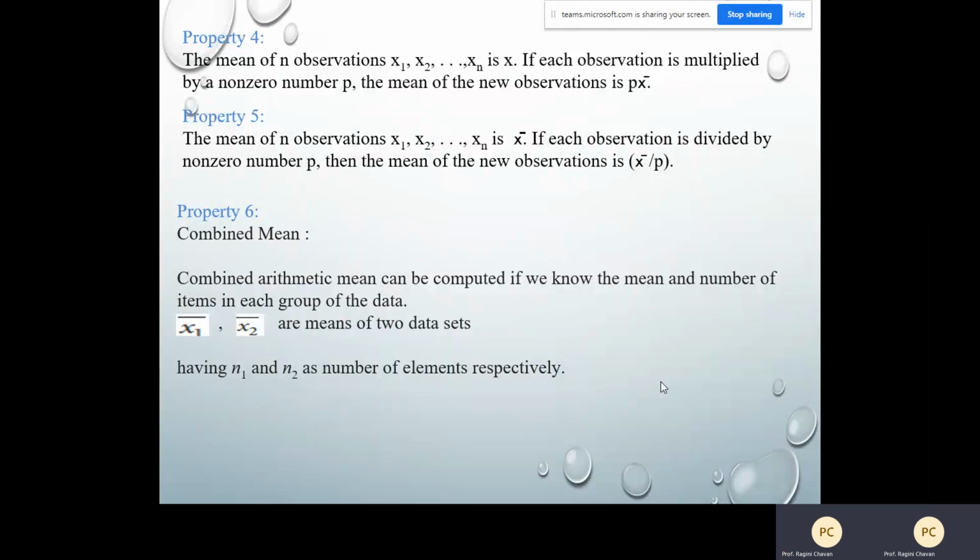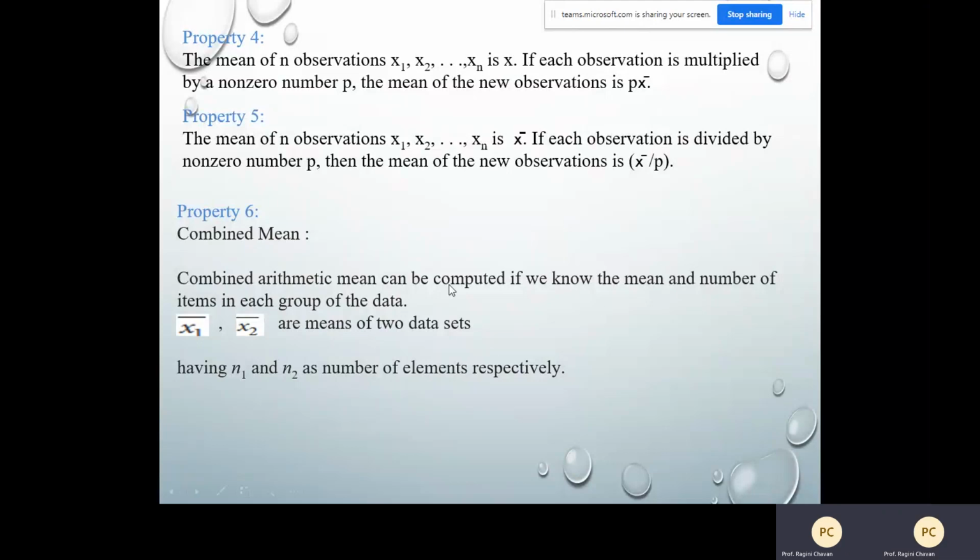So property 4 and 5 combinedly are called the effect of change of scale. Effect of change of scale means if we multiply or divide every observation by a certain constant, whether it is changing its value or not. So here we can say that arithmetic mean is changed by changing origin as well as by changing scale.